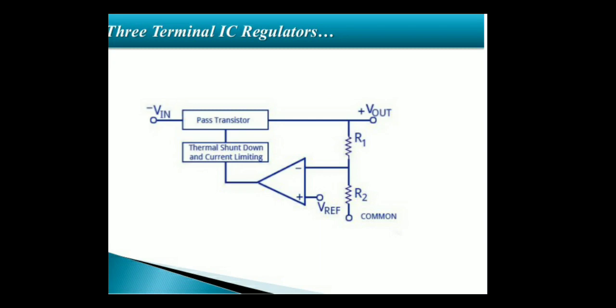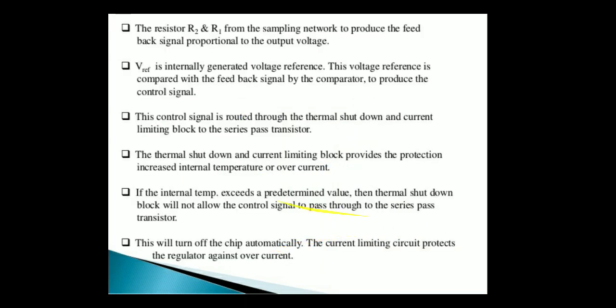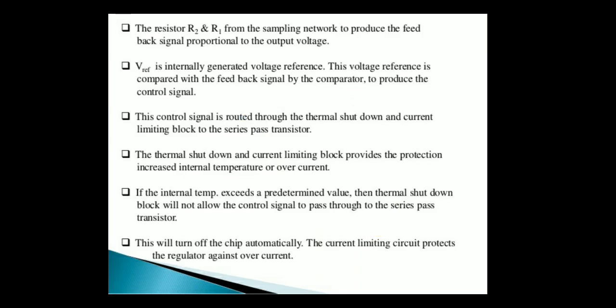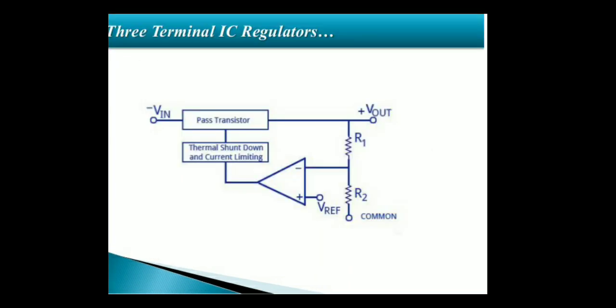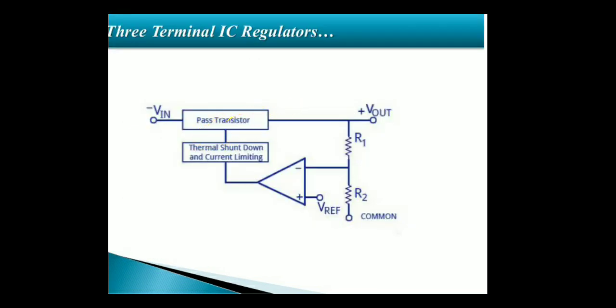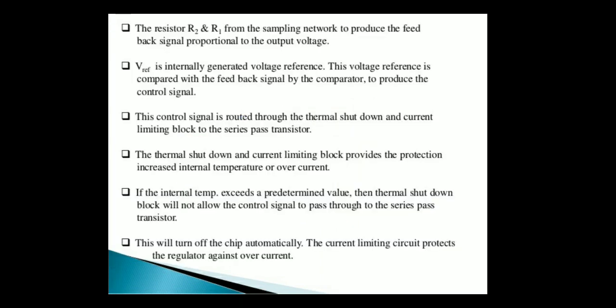This is the 3-terminal IC voltage regulator circuit diagram. We have an op amp here. So the resistors R2 and R1 form the sampling network to provide a feedback signal proportional to the output voltage. V reference is an internally generated voltage reference. Here look, we have V reference. Next, the output V out is the output from this circuit. The control signal is routed through the thermal shutdown and current limiting block to the series pass transistor. So this is the thermal shutdown and current limiting, and it is passed through a series pass transistor.